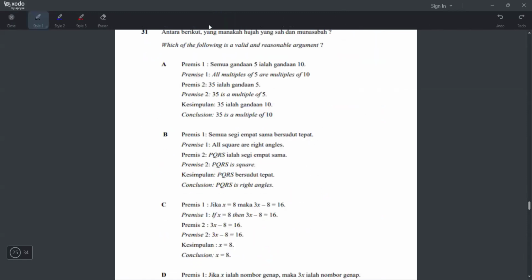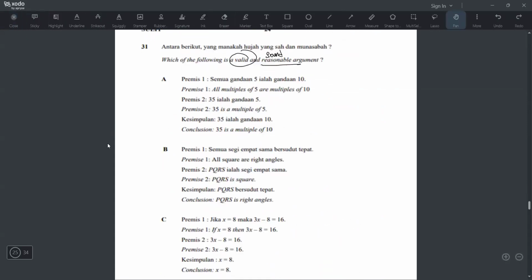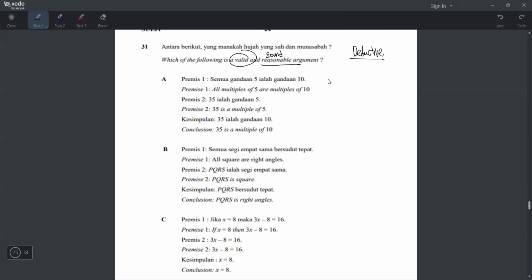Okay, 31. Which of the following is a valid and reasonable argument? Okay, reasonable means sound. Okay, sound. Okay, I will give you the notes first. So valid. Okay, this one is deductive argument. Okay, deductive. So deductive argument. There is 3 valid form. There's only 3 valid form.